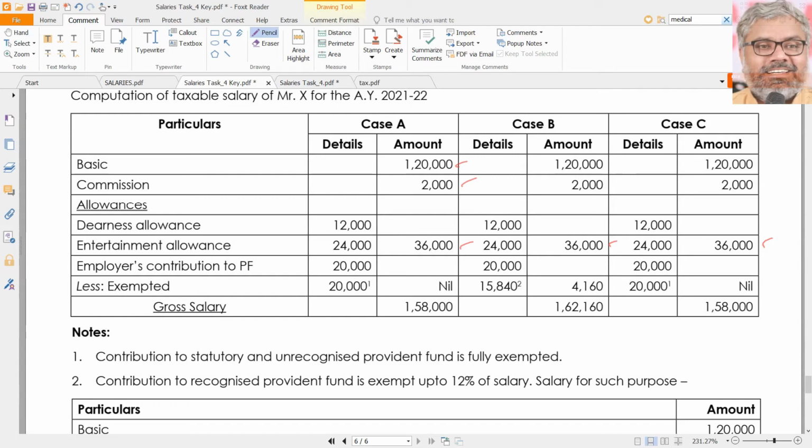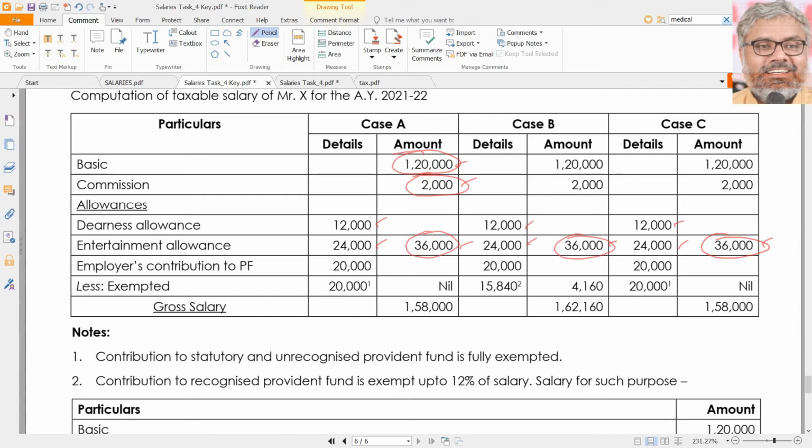Then DA, of course, is also taxable. So this 1,20,000 and this commission 2,000, in all three cases, it is the same. This total of allowances 36,000, all of them are the same, common. The only thing that changes is PF.